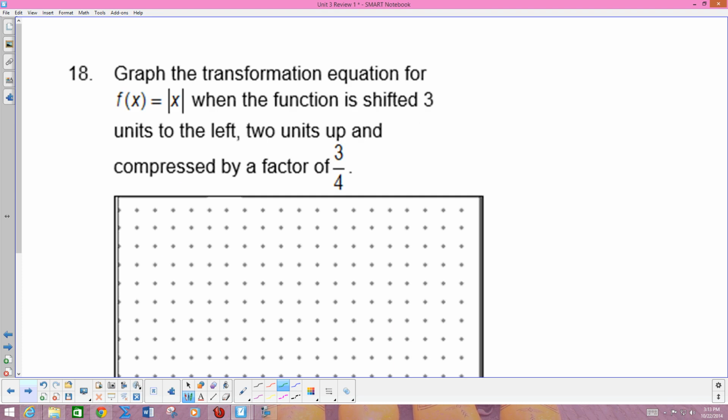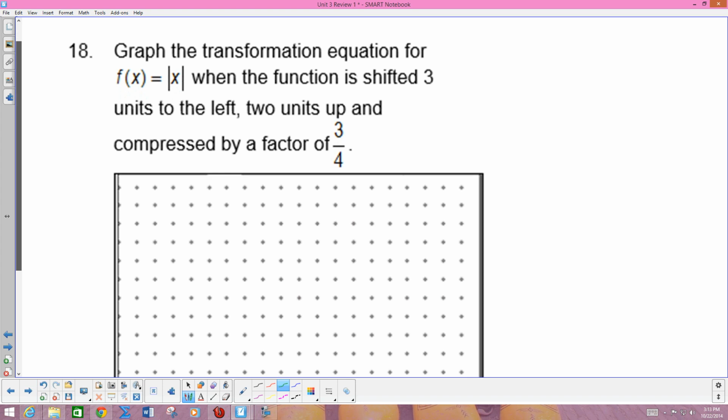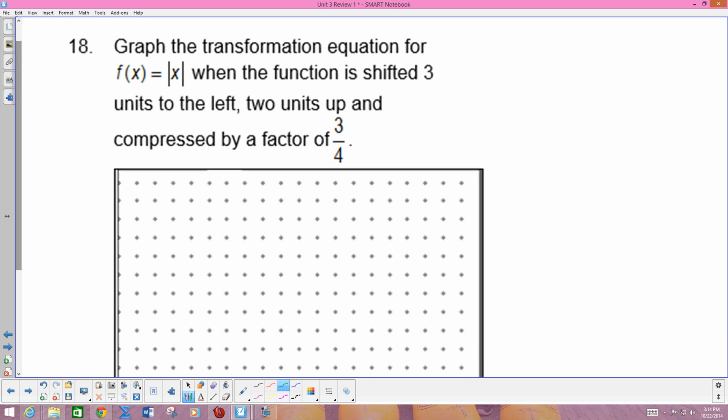All right, the last one. So this one we're going to graph it. So we have to write it first, and then we have to graph it. So is this the same exact thing that we just did? Yeah. Okay. Good. So what do we have? For the answer, you guys graph it. We have f of x is equal to 3/4 absolute value of x plus 3, and then plus 2.